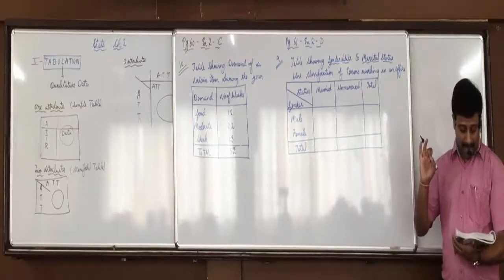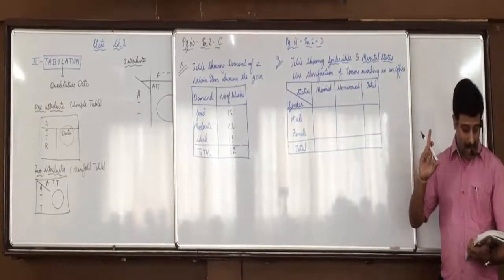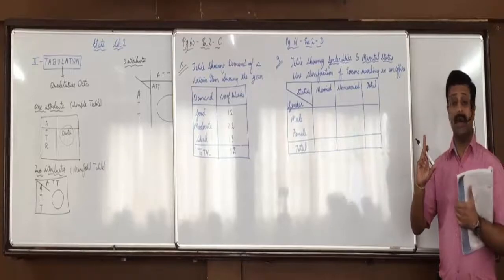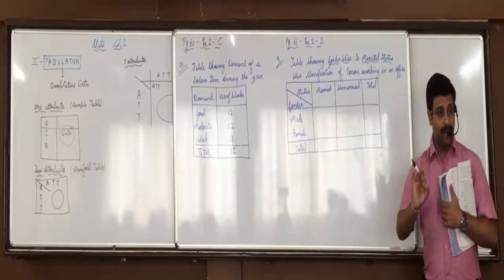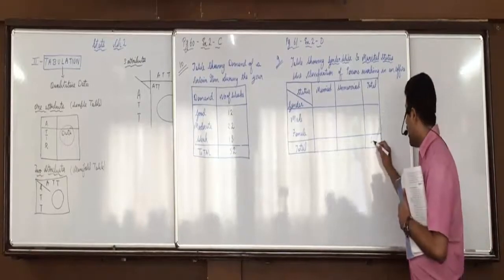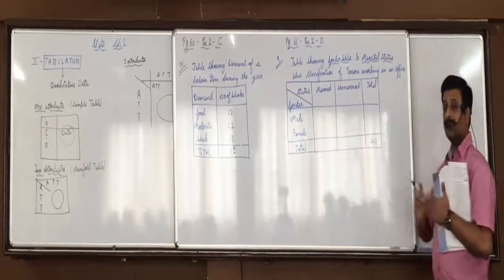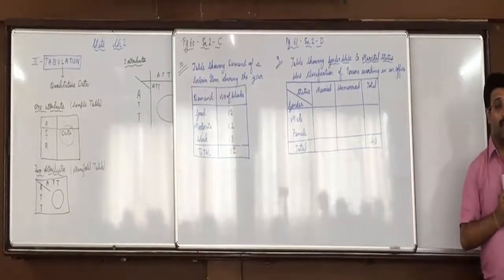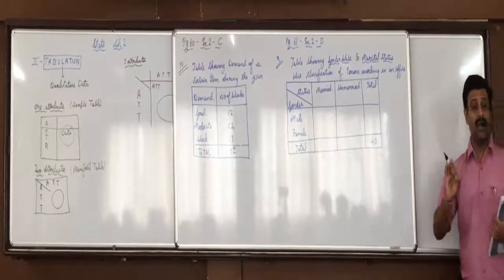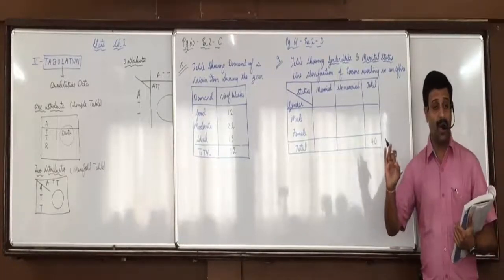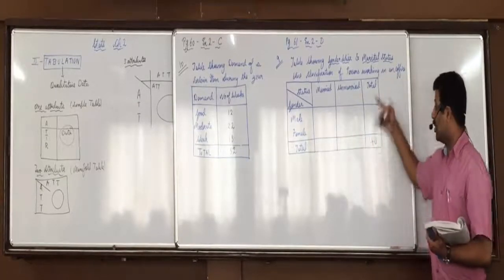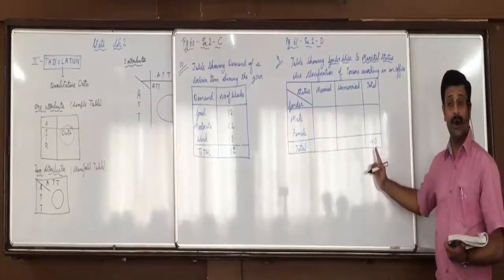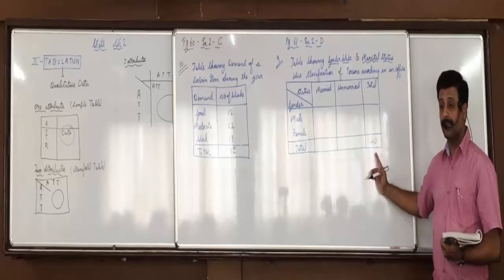Out of 40 persons, silence. Out of 40 persons working in an office, listen carefully. 40, we will write a grand total. Did you understand this? Out of 40 people working in an office, 40 we will write in grand total. Raise your hand who did not understand this.